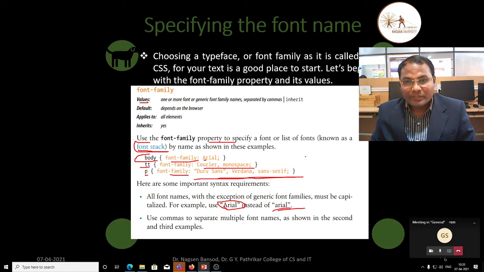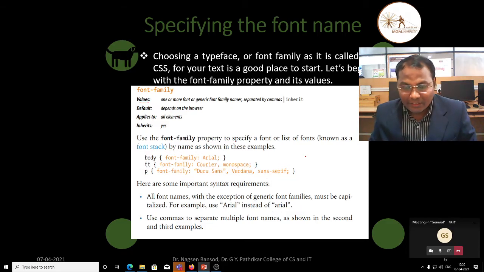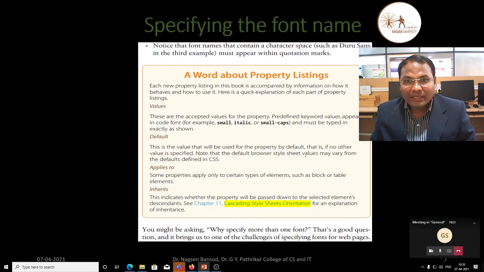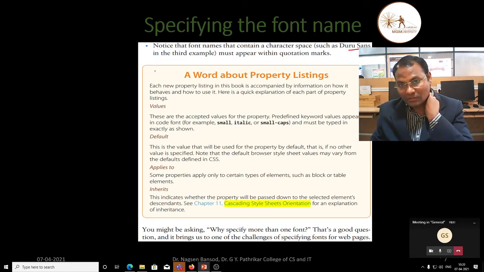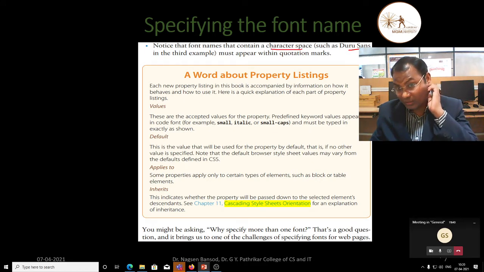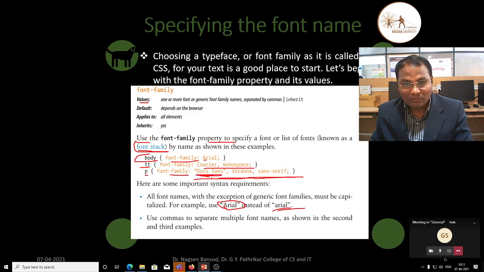Choosing the typeface, or font family as it is called in CSS, for your text is a good place to start. Let us begin with the font family property and its value. Notice that font names that contain a character space, such as in a previous example Verdana, in the third example, must appear within quotation marks. When the character space is there in the font name, then we have to write that font in double quotation marks as is given here.